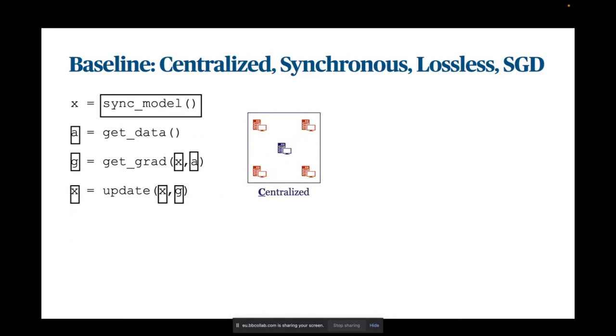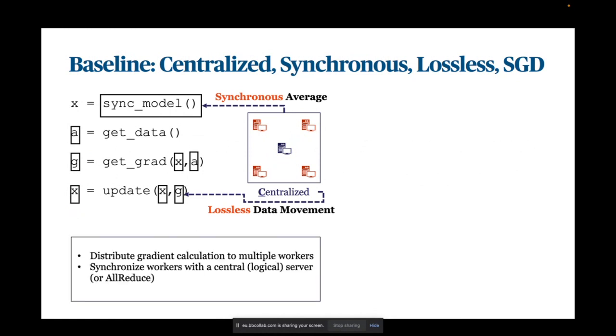So in the baseline, we have our textbook centralized, synchronous, lossless SGD. Every time I synchronize, my primitive is a synchronous average operator, and every time I move my data, I do not do any lossy compression. Every single data movement is lossless. The high-level idea is that you distribute this gradient computation to multiple workers, and then you synchronize your workers in a centralized way. It doesn't mean you need to have a server in the middle to aggregate those; you can do all-reduce.